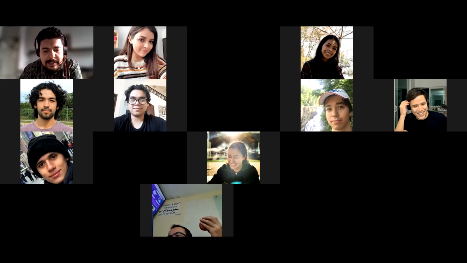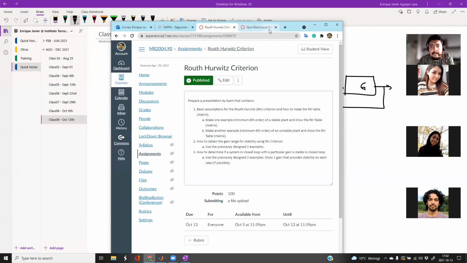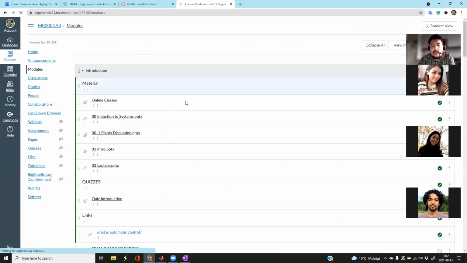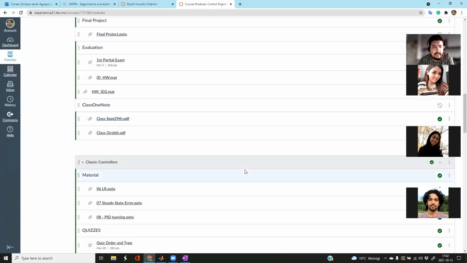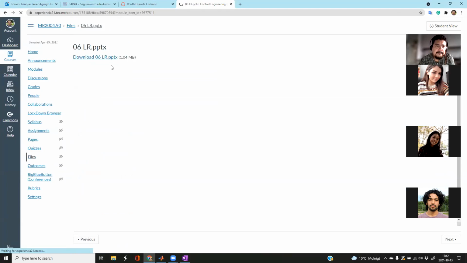Let me share my screen now. There is another activity that I want you to do, which is a quiz on the root locus diagram. But to do that, I don't want you to just go now and do it. There is this material that is called root locus, lugar de las raíces in Spanish. So it's a presentation that is in Spanish. Let's quickly go through it.